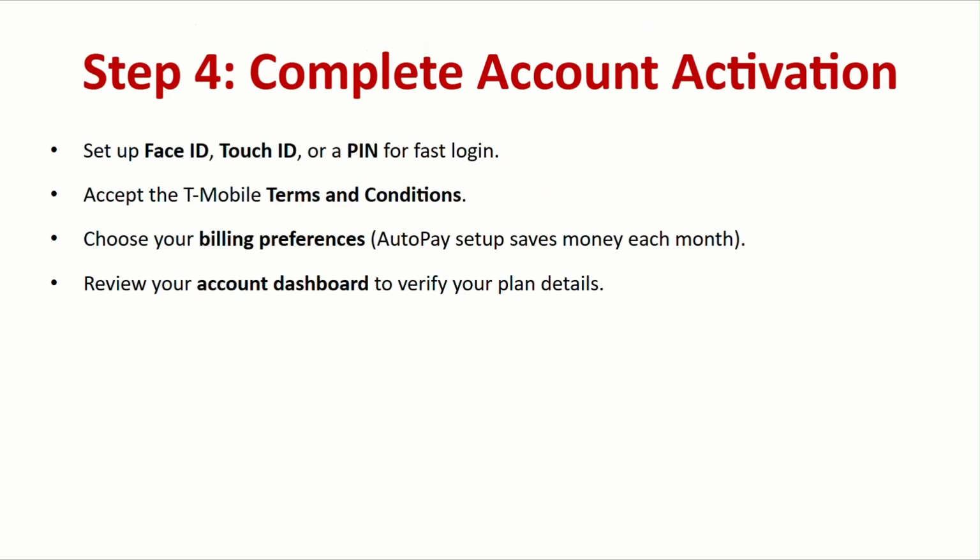Step 4. Complete account activation. Set up Face ID, Touch ID, or a PIN for fast login. Accept the T-Mobile terms and conditions, then choose your billing preferences. Autopay setup saves money each month. Then review your account dashboard to verify your plan details.